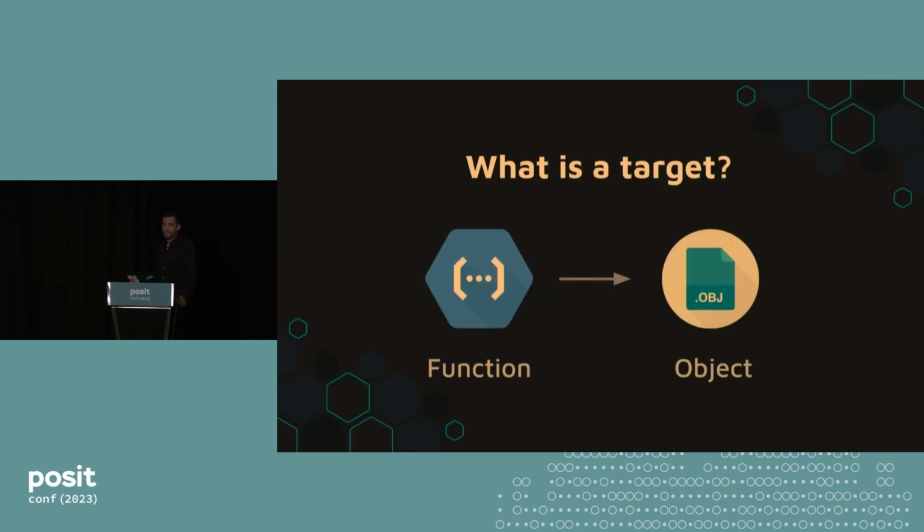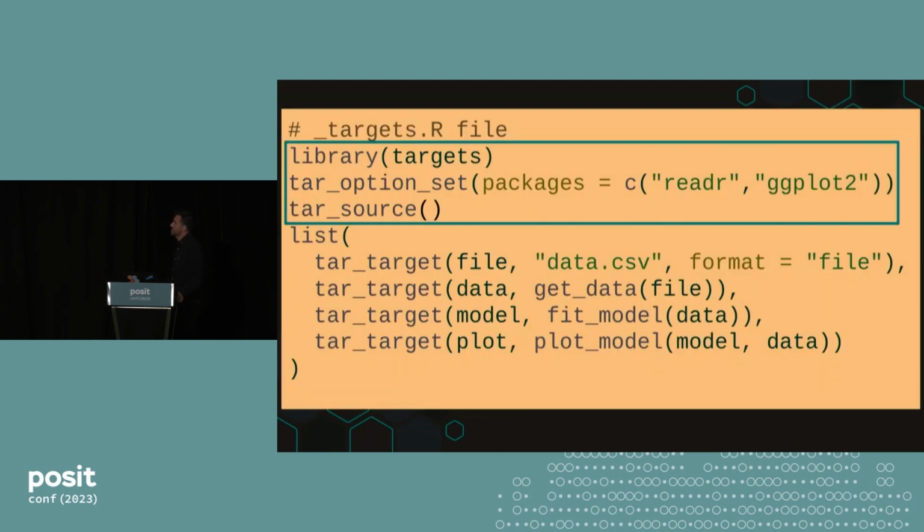So how does targets achieve this? Targets introduces a simple abstraction called the target. And the target is just a function that outputs an object. And by convention, this object is pushed to your persistent file storage. So let's see a target script in action.